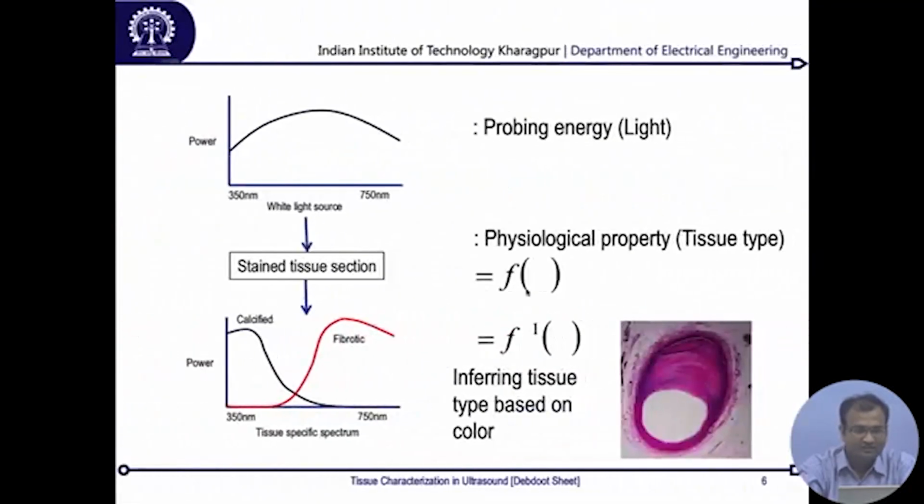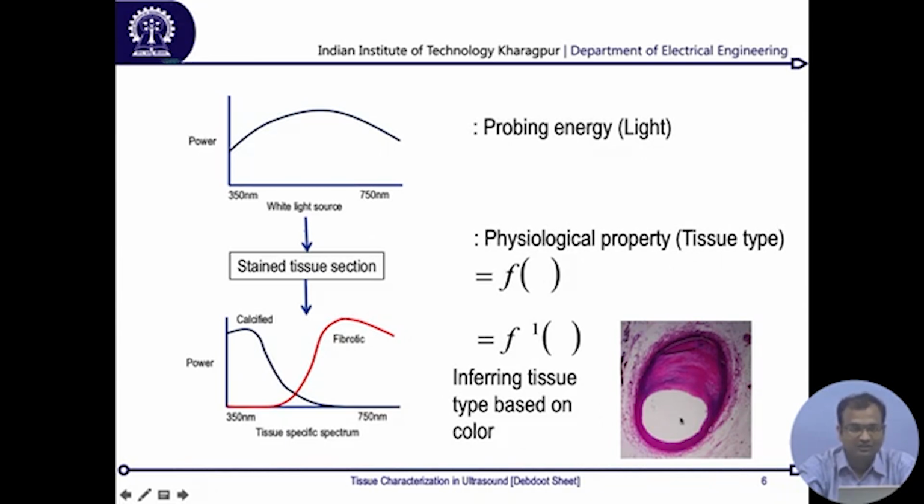Now in essence, what it translates to is that there is some sort of probing energy which goes through it, and there is some sort of physiological property, which is say f of that particular object. What we want to do in tissue characterization is find out what is this f inverse, which would give me the relative distribution of the tissues by looking at the total histological image.